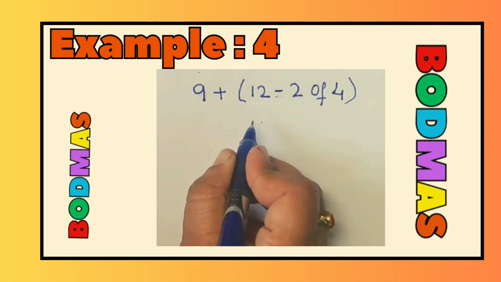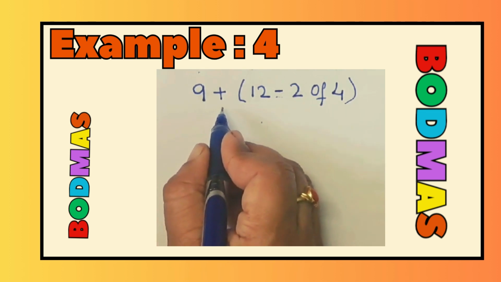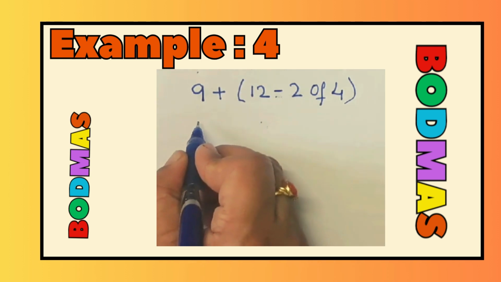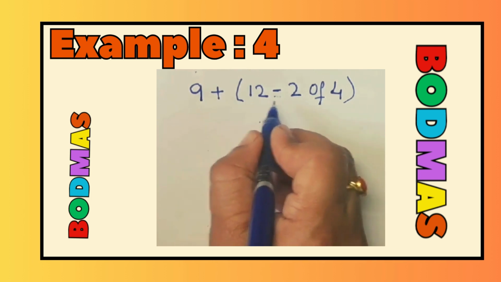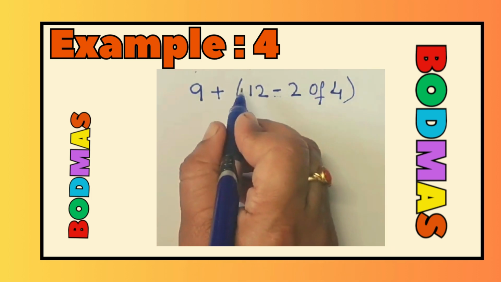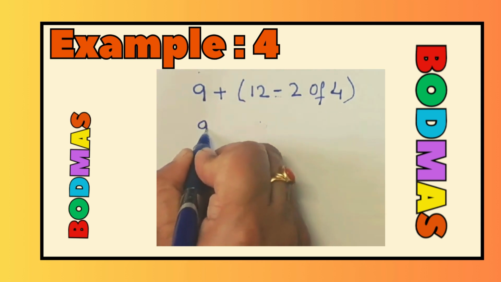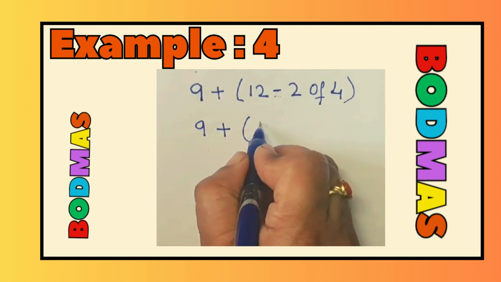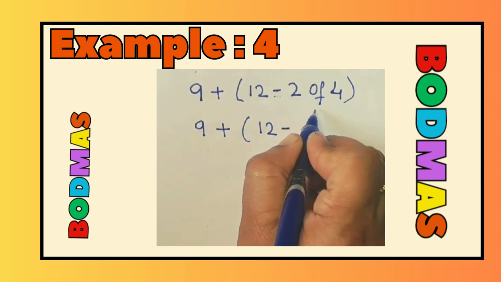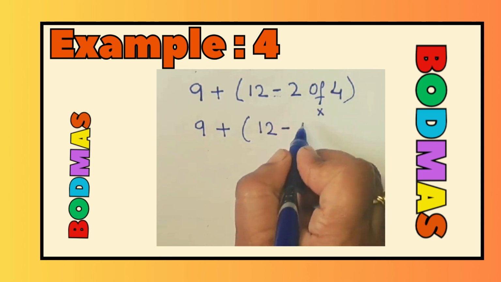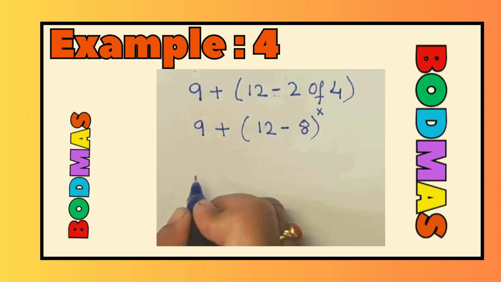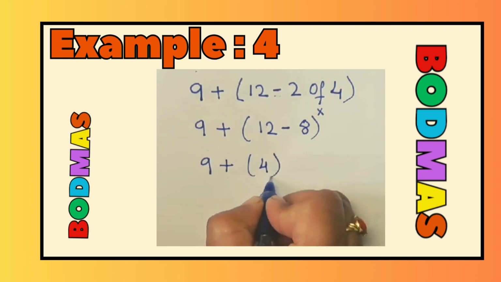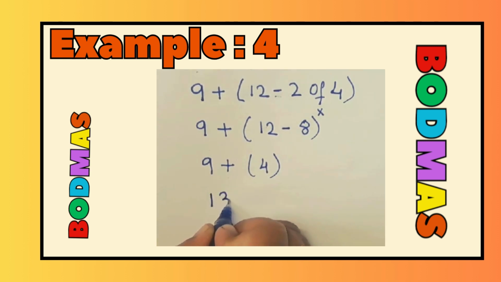Now let's look at this example. Here also we have multiple operators, plus, minus, of and braces as well. First, as per BODMAS rule, we have to solve whatever is there within the braces. So let's solve the braces first. 12 minus 2 of 4. Of means multiplication. So 2 into 4. 2 fours are 8. 9 plus 12 minus 8 is 4. So 9 plus 4 is 13.